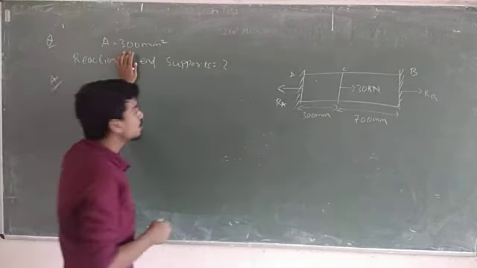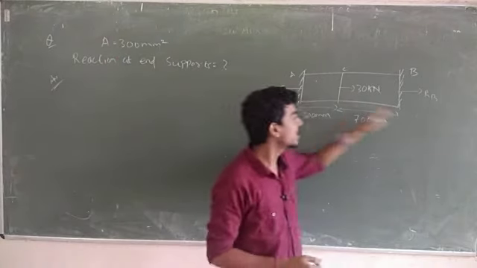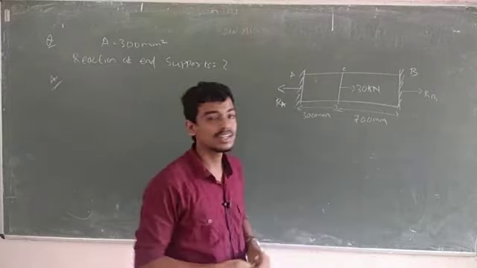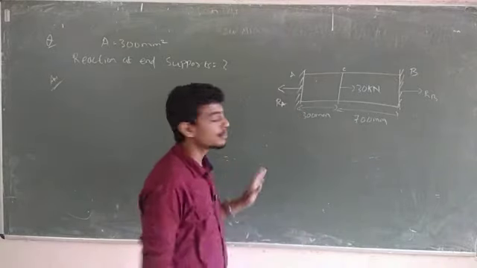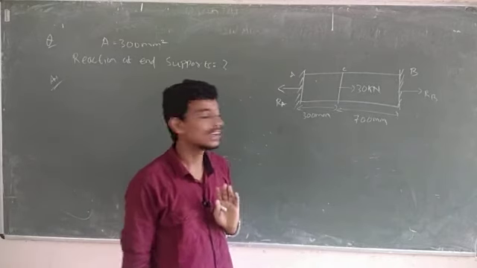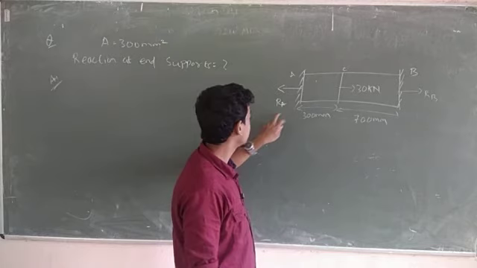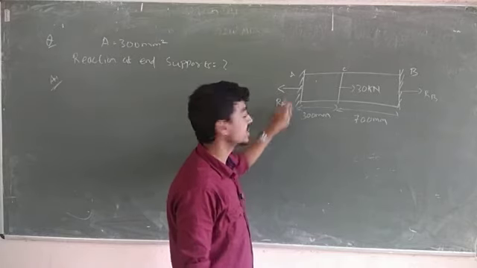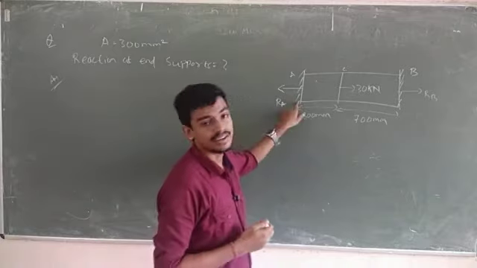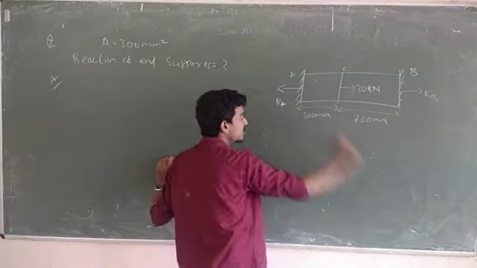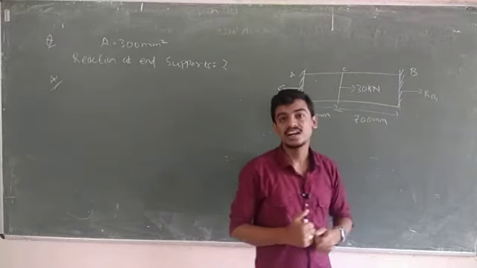Okay, you have to find out the reaction at the end supports. Here are the supports A and B. You have to find out the reactions RA and RB. This is an important problem, so look very carefully. Suppose here the reaction is RA. I just take an arbitrary direction. I don't know the direction of A, so I take it tensile here. Here also I don't know the direction of B, so I arbitrarily take RB.